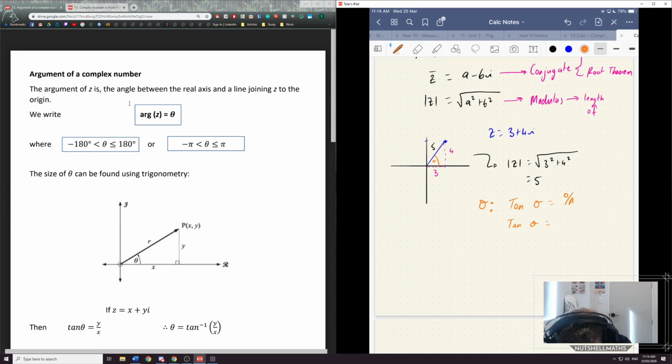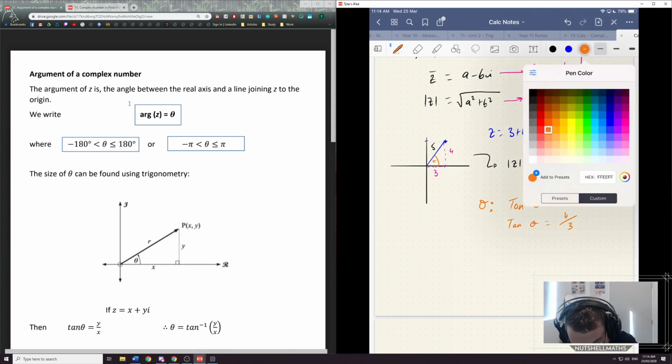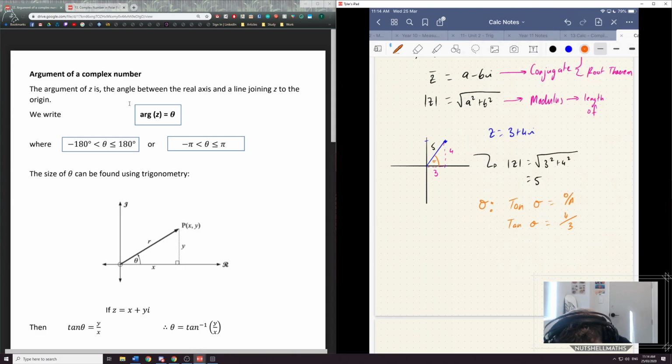Tan theta is, in this case, the O is going to be 4 and the A is going to be 3. I might make this pen a little bit darker. And therefore, theta must be tan inverse of 4 over 3. Now, this should not be a problem for you guys. This is literally what I'm teaching my year 11s right now. How to use right angle triangles, right?